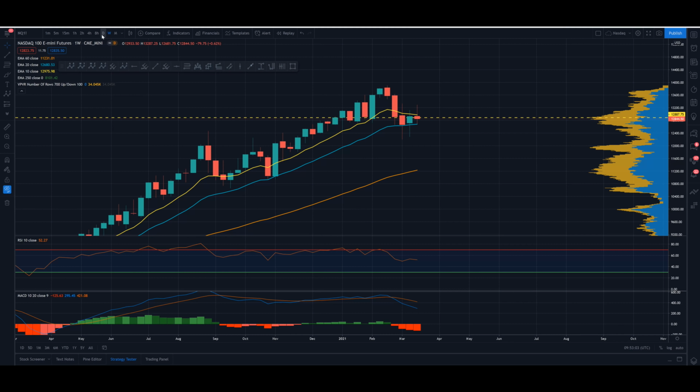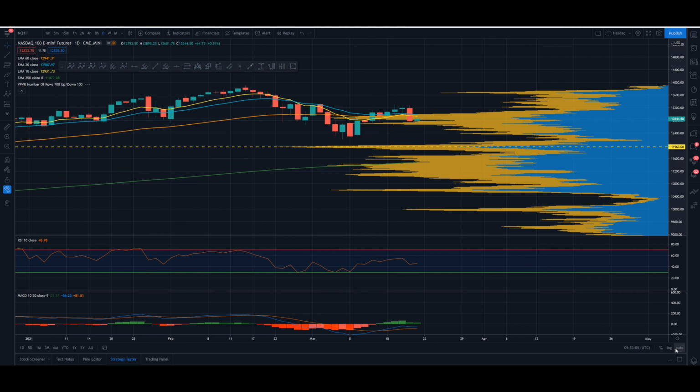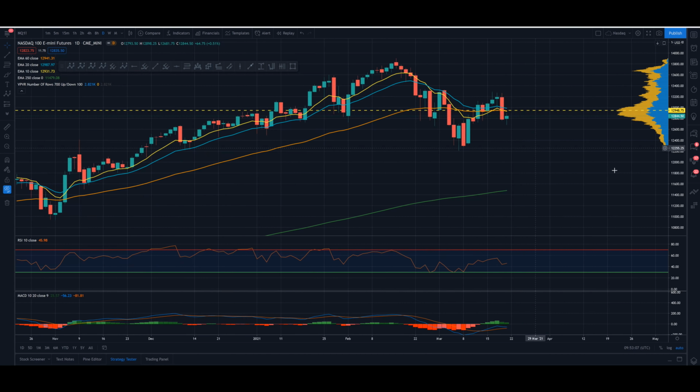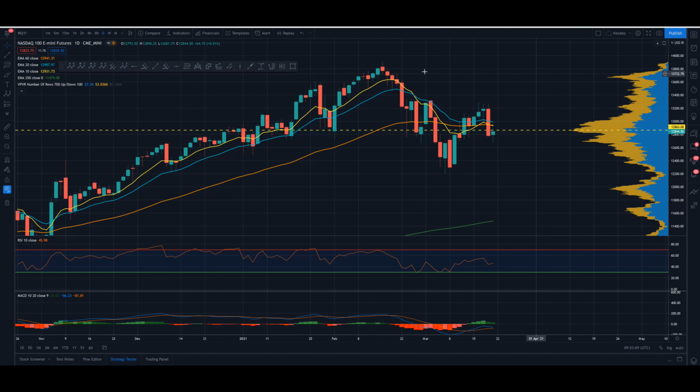So let's just come down to the daily time frame and see what we can see here. Now on the daily time frame, we are below the 10 exponential moving average, we're below the 20 exponential moving average, and we're below the 60 now.